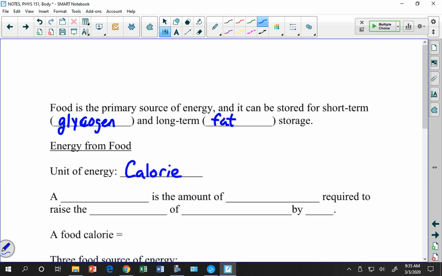Let's see, I think I'll describe this later. Yeah. A calorie, a small c calorie, I'll describe the difference, though you might know. A small c calorie is the amount of energy required to raise the temperature of 1 milliliter of water.